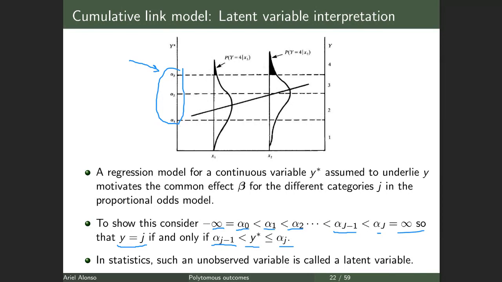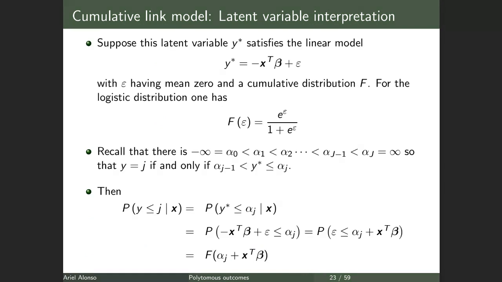Now, in statistics, such an unobserved variable is called a latent variable. Again, keep in mind, this is a mathematical device. You don't need this. It's nice because, as you can see, you can derive the model in a very easy way, but you don't need to assume that such a thing exists. Now, suppose that this latent variable exists, and suppose that it satisfies a linear model like the one given here. And the errors here, the residuals, epsilon, have mean 0 and a certain cumulative distribution F. It can be whatever distribution you want.